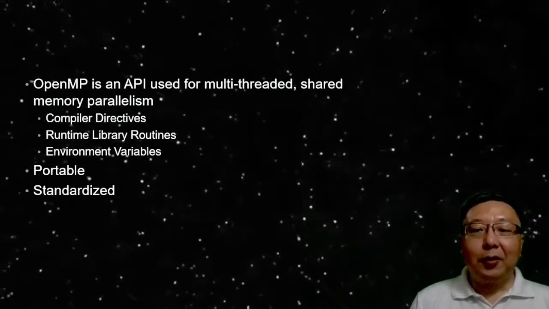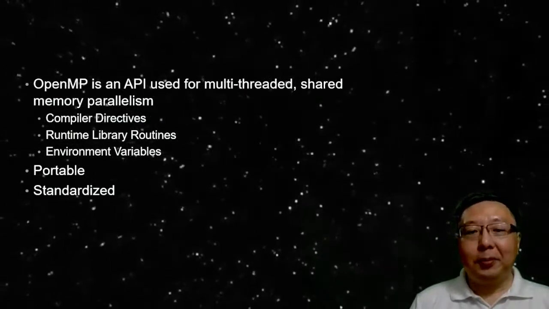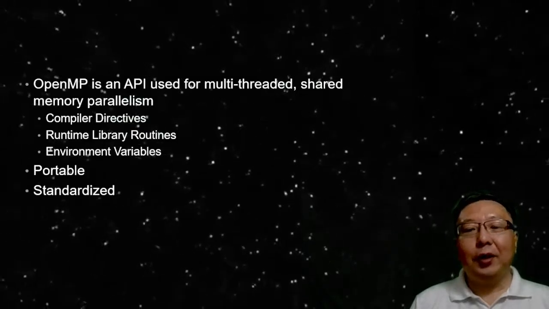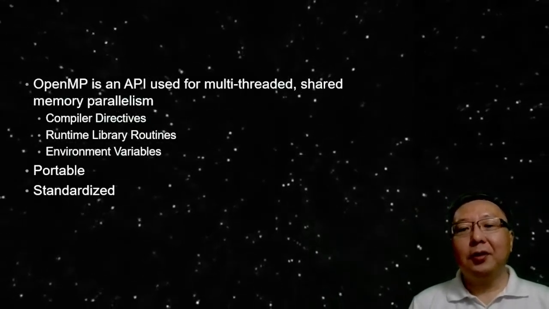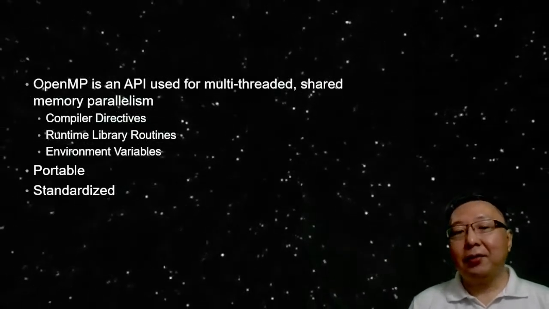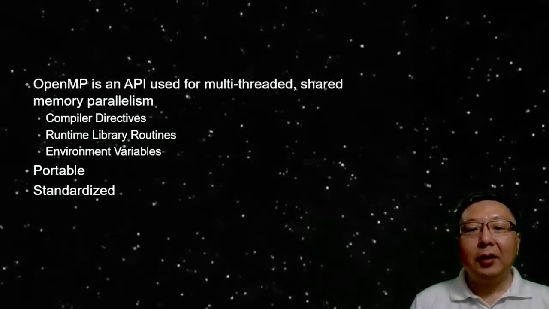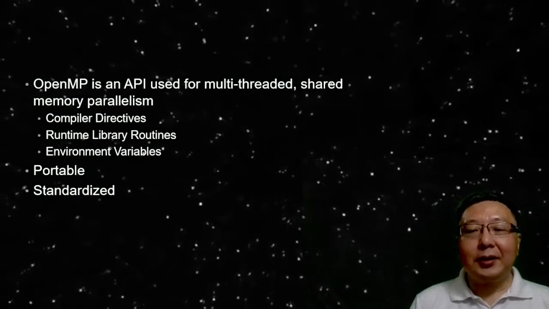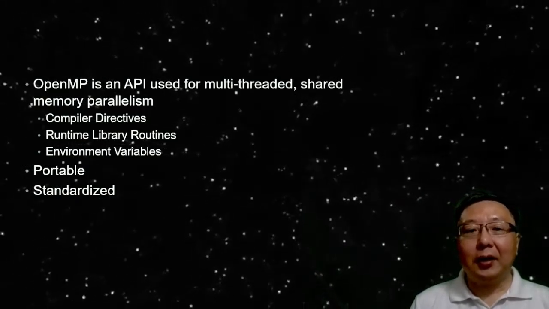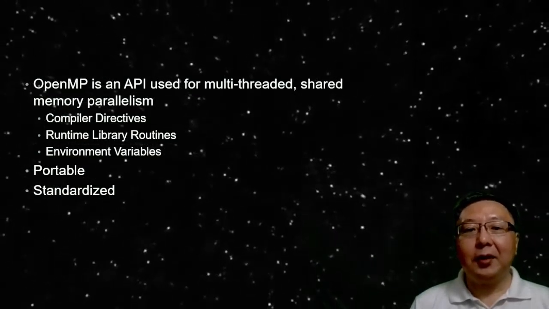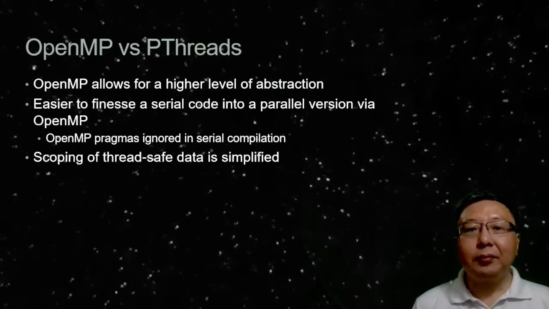The nice thing about OpenMP is that it's portable, meaning that you can write your source code on, for example, Linux and run it in Windows or on a Mac and so on. And so it's a standardized way of doing this sort of shared memory parallelization.